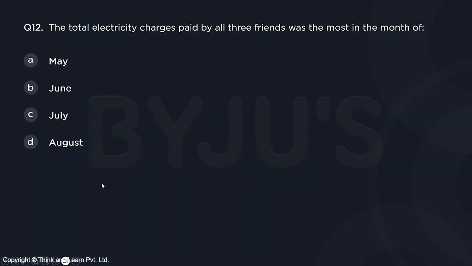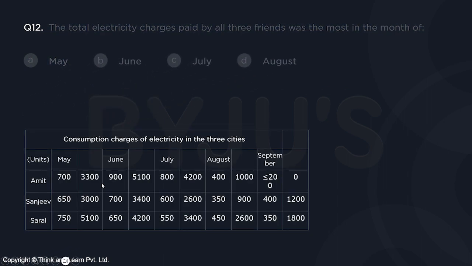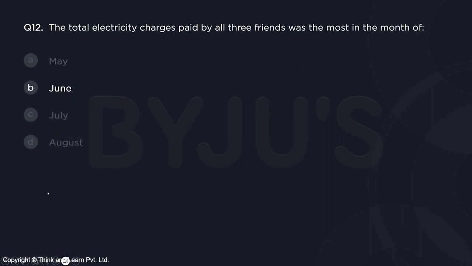The first question: the total electricity charges paid by all three friends was the most in the month of. When do we have the maximum? 3300 plus 3000 is 6300 plus 5100, it is 11400. 51 plus 34 is 85 plus 42 is 12700. 42 plus 26 plus 34 is definitely less than this. This is very much less than that. This is also pretty less. So it is clearly visible that June is the month when we have the highest amount paid by them. My answer is option B, that is June.